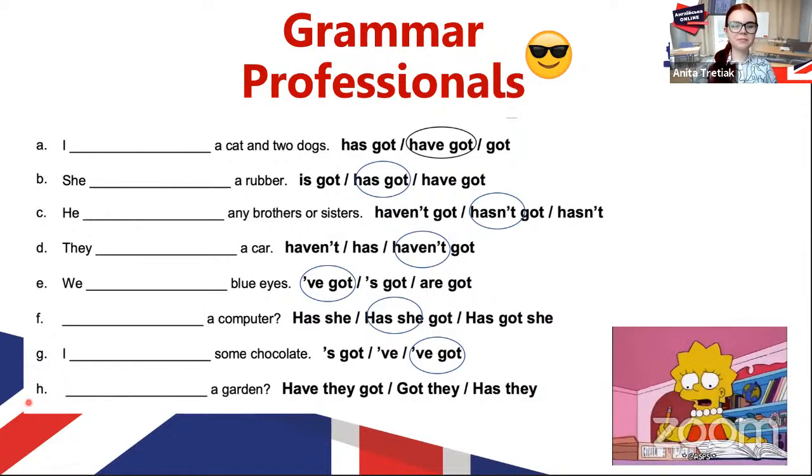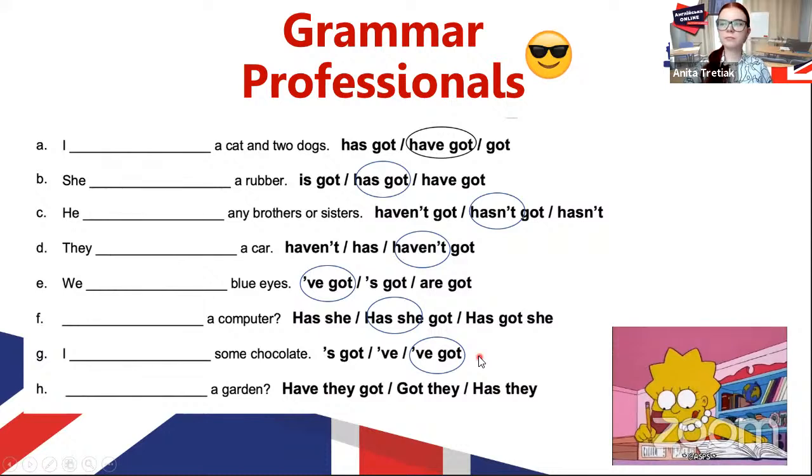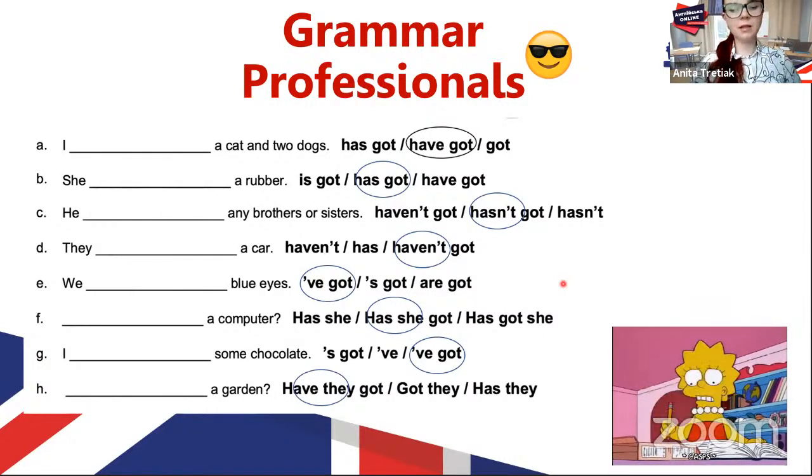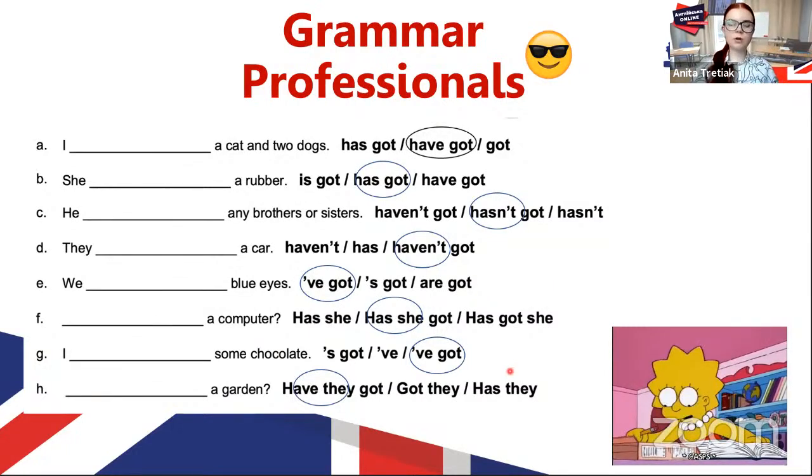And H, a question again with the word garden. Have they got, they, and has they? Choose what you think is the correct answer and send this answer in the chat. So 5, 4, 3, 2, 1. Time to see the answers. Have they got? Because we have the word they, and you cannot use has, and at the same time, you cannot use got alone, because it's only have got for this sentence.